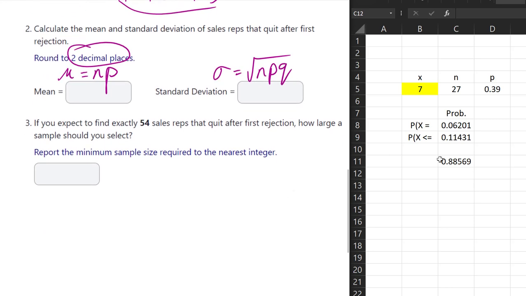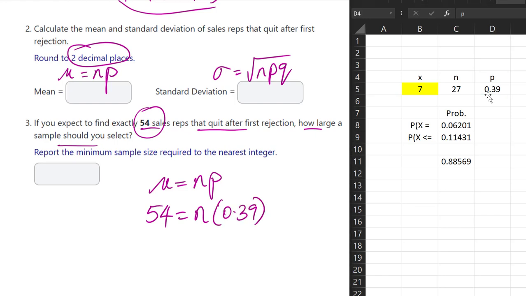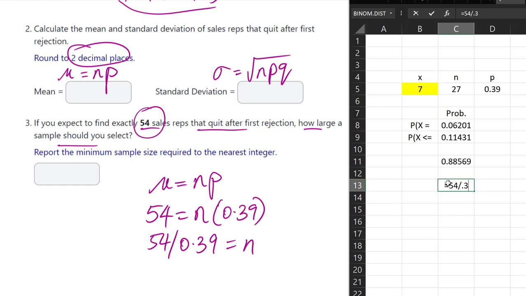And then finally here, if we expect to find 54 that quit, so in this case, that is the number of successes. So if we expect to find 54 successes, how large a sample should we select? So we know the mean is the expected value, which is n times p. So if we expect on average to find 54, what should n be if our p is 0.39? So n is going to be 54 over 0.39. So if we do that here, equals 54 over 0.39, that will give us 138.4.